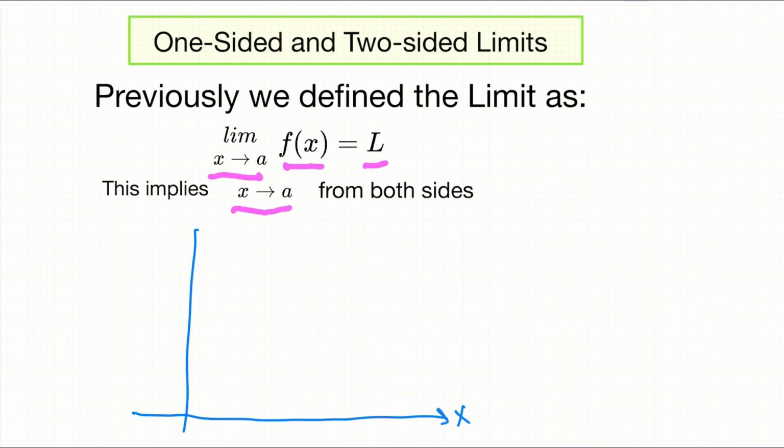There's the x-axis, there's the f of x axis. Here's our generic curve. This is our point a. What this tells us is we're coming at it from above and below, from the smaller values of x on the x-axis, and from the larger values of x. This was the case for x greater than a. So this is what this implies: we're coming at it from both sides when we have just a regular limit.